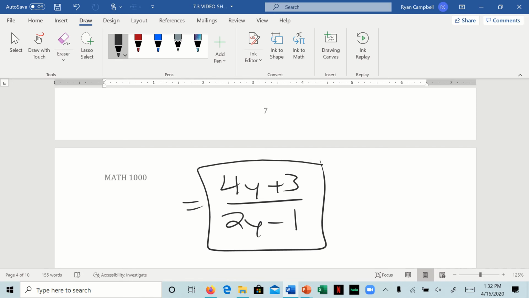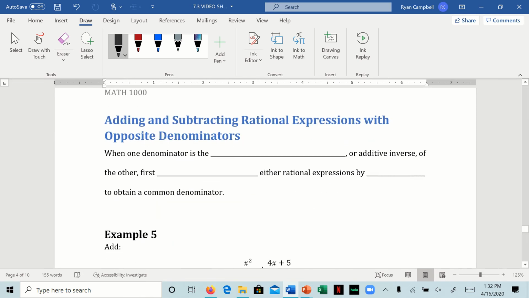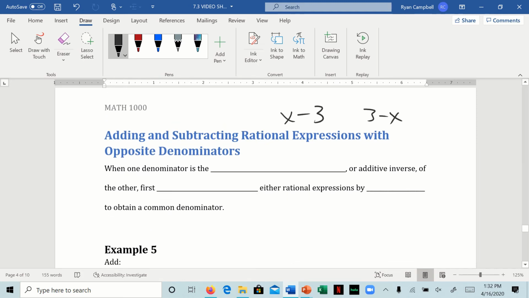All right. Now, what if we have similar denominators, but it's the opposite on the bottom? So it would be like x minus 3 on the bottom, and the other one is 3 minus x. So when one of the denominators is the opposite of the other, first multiply one of the expressions by negative 1 over negative 1. And then add or subtract.